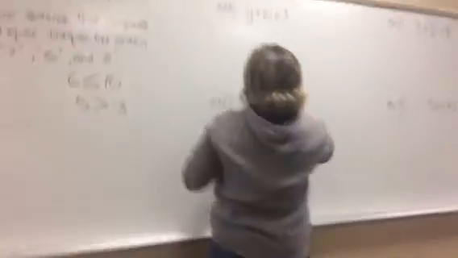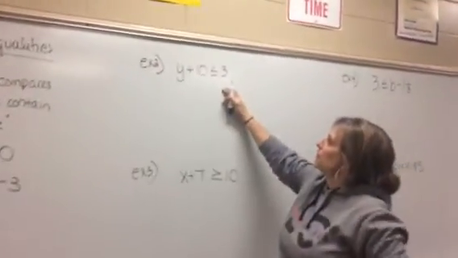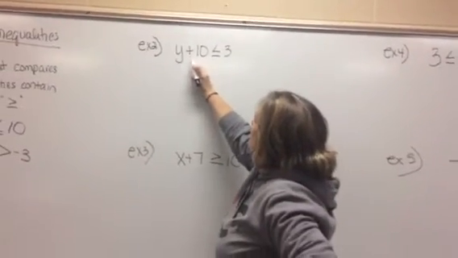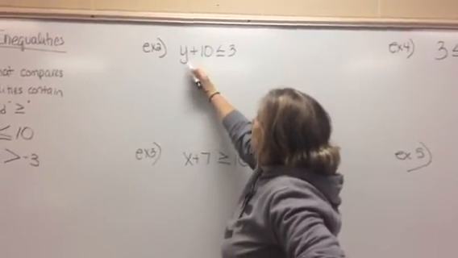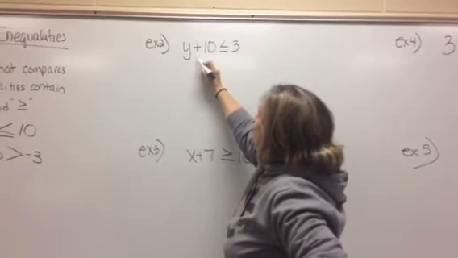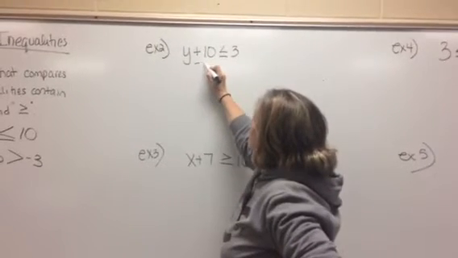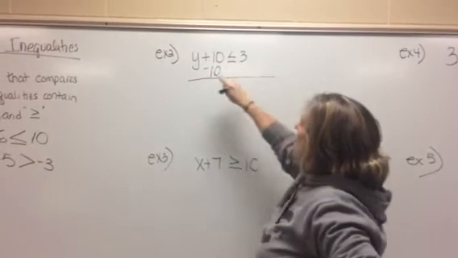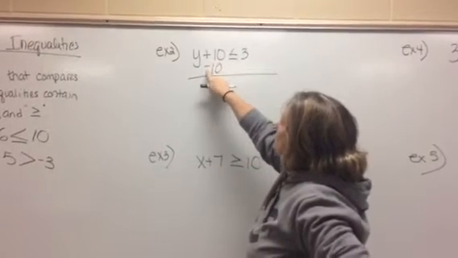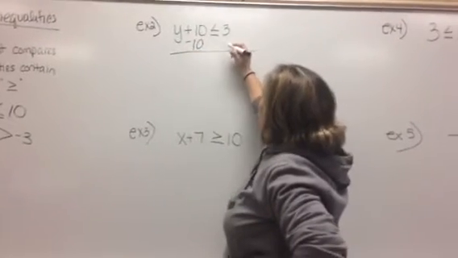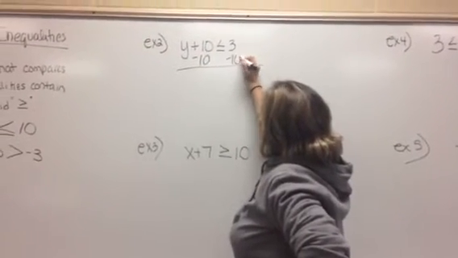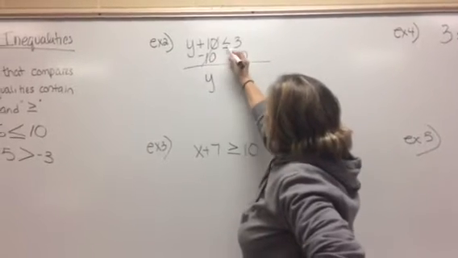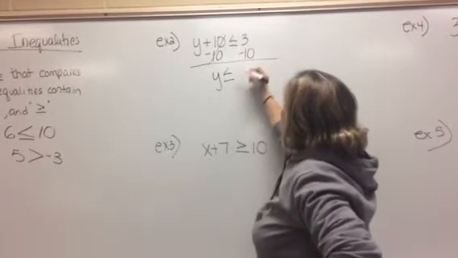Let's do this example. y plus 10 is less than or equal to 3. This is a positive y. I see that 10 is being added to it, so it's not by itself. I have to get it alone. The only way I can do that is the opposite of what's happening to it. Right now, it's being added to 10, so the opposite is minus 10. Whatever I do to one side, I have to do to the other. That's going to cancel out, and I get y. I just bring down my sign.